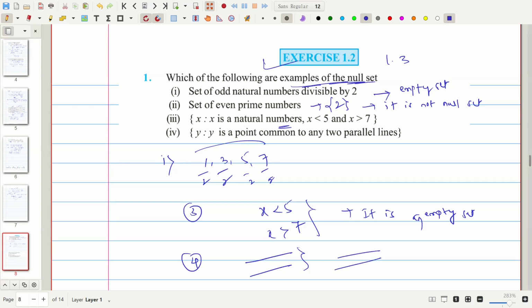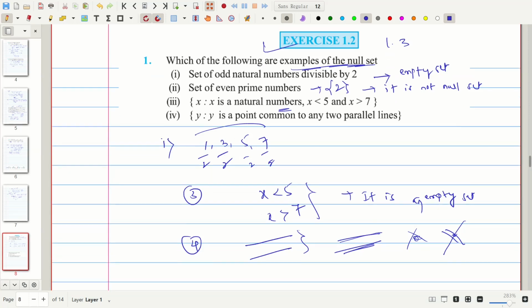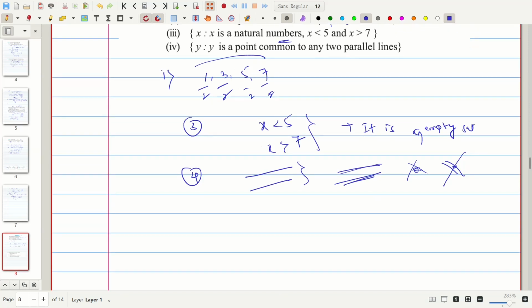Okay, two parallel lines. There will be no common point. If we draw two lines crossing each other, then we have a point. But between two parallel lines we do not have any points. Therefore there are no points, which means this is an empty set.